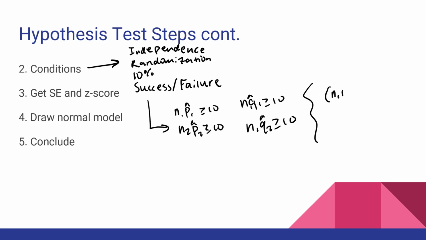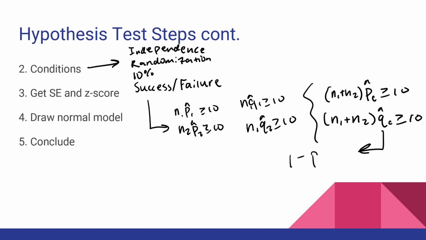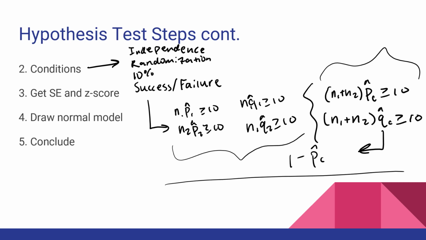So n1 plus n2 times p hat combined has to be greater than or equal to 10, and then n1 plus n2 times q hat combined has to be greater than or equal to 10. Q hat combined is just 1 minus p hat combined, same as usual for all PQ calculations. Some instructors do not require this part, and all they need is your p hat c and your q hat c is greater than or equal to 10. But if you want to play it safe, just include all 6 of these.